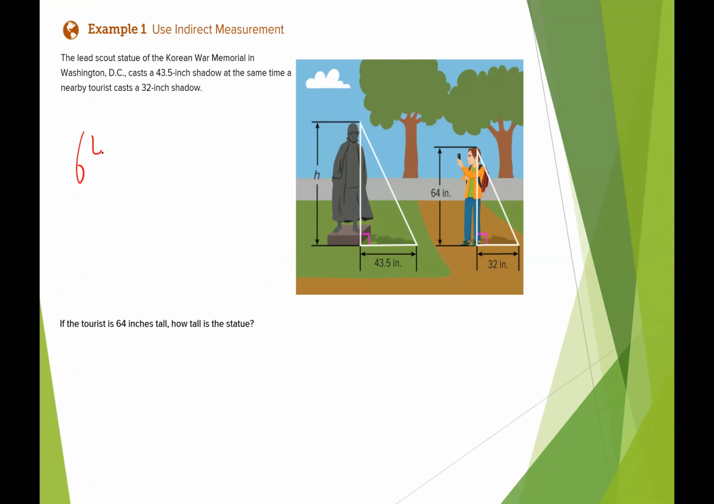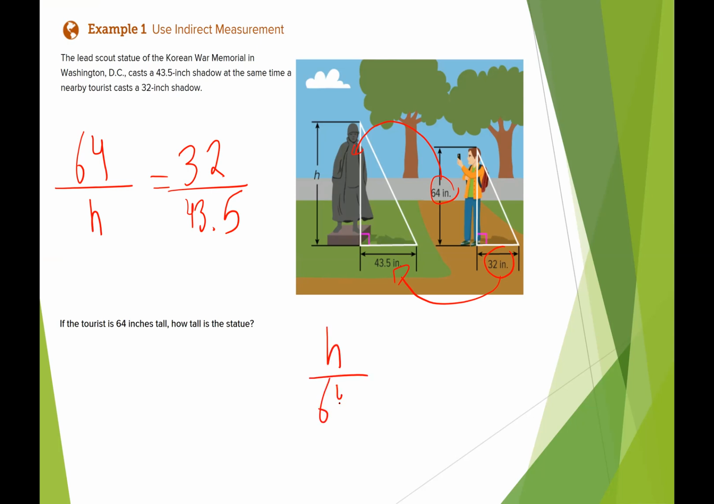You can do it 64 over height gives you 32 over 43.5. Yes, and you can do this over this and this over this because they have the same similarity ratio. At the same time, you can do height over 64 equals 43.5 over 32. It gives you the same answer because when you do cross multiplication, it gives you the same answer. Why? Because he said he needs the height, and these two triangles are similar.